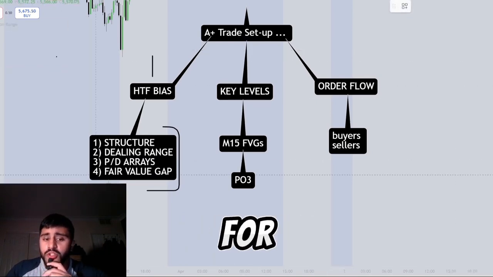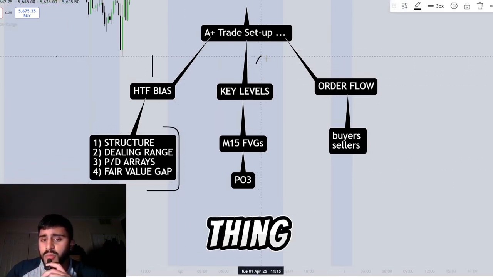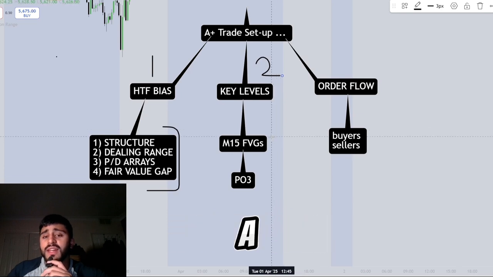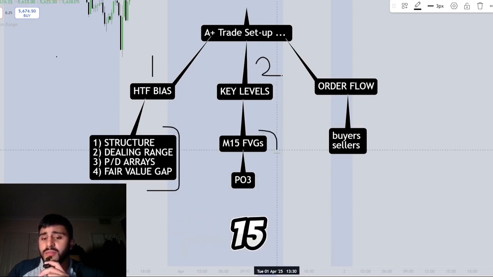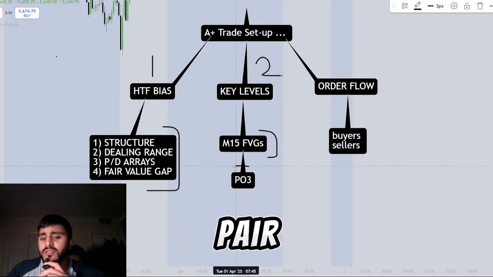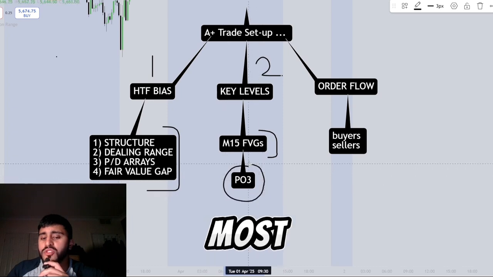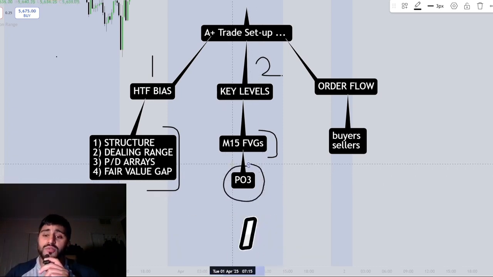The next thing I look for once we have a higher time frame bias, the second thing will be our key levels. In particular, a key level is a fancy way of looking at 15-minute fair value gaps, and we pair this with the power of 3, which is the most important indicator I use in the markets.